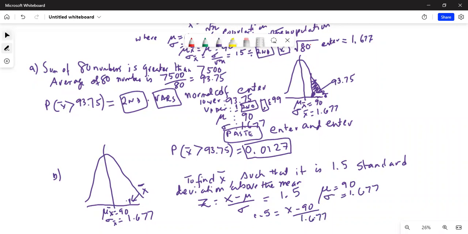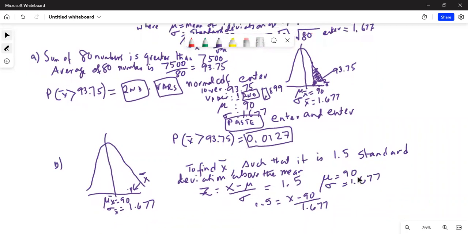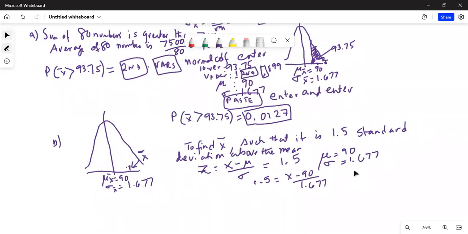Now, to solve this equation, we will multiply by 1.677 on both sides, so that 1.677 in the denominator on the right cancels, and we will have 1.677 times 1.5 on the left is equal to x minus 90. This happens because I multiply by 1.677 on the right side, where 1.677 on the numerator and denominator cancel, and on the left side I have 1.677 times 1.5. So let's do that.